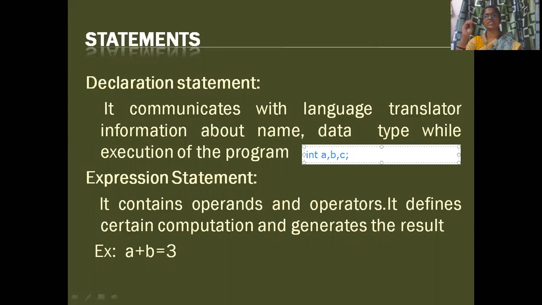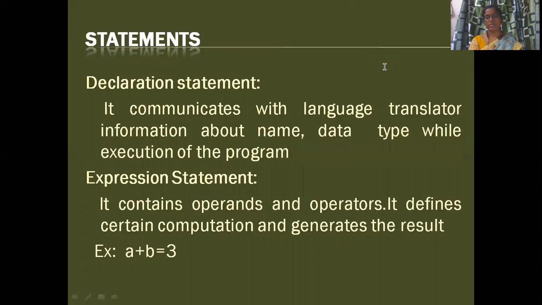So the declaration statement indicates these are the things I am going to use in my program. This is an example for declaration of variables. It communicates with the language translator. Language translator means compiler. It gives information about name and data type for the execution of the program. It tells the compiler what things you have in your program.